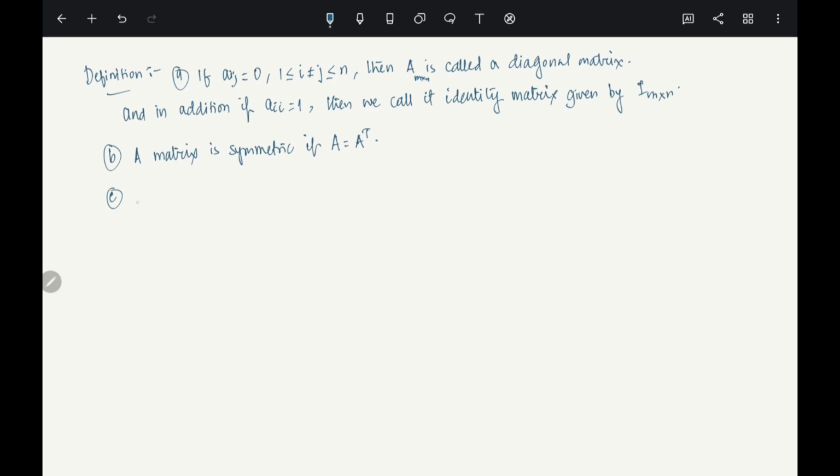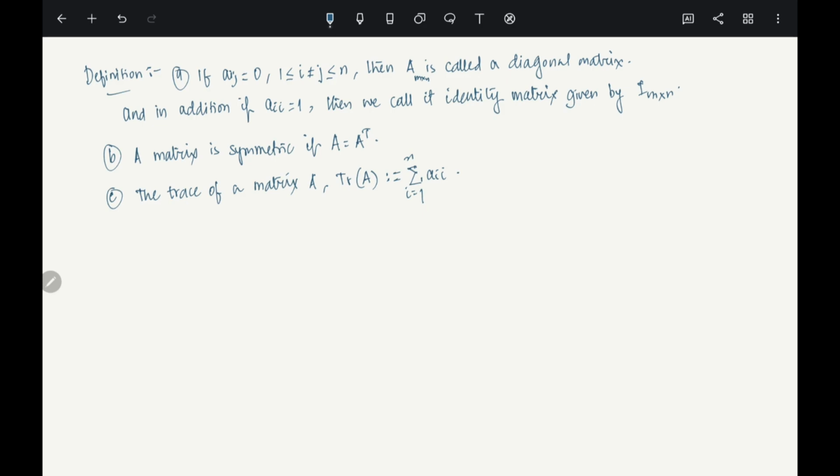So the trace of a matrix A, we will denote it as TR of A. Again, I am not going to repeat myself. TR of A is defined as the trace of the matrix, which is nothing but the sum of the diagonal elements a_ii, i equals 1 to n. Clear? Okay, so that is more or less all the definitions which you need.